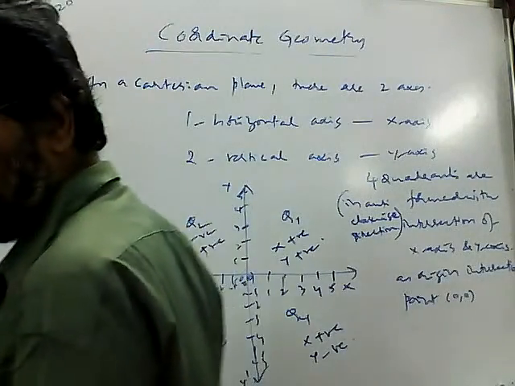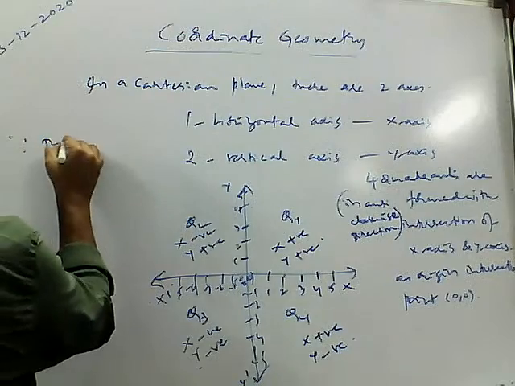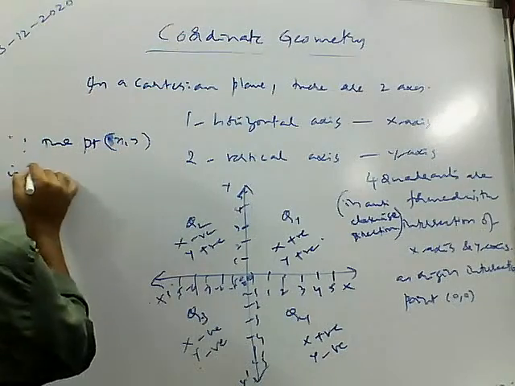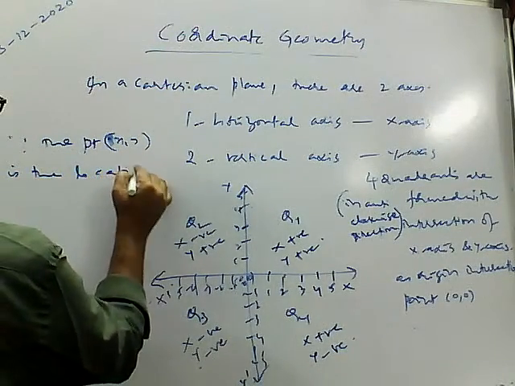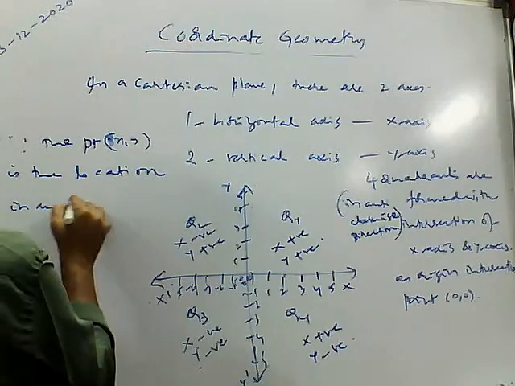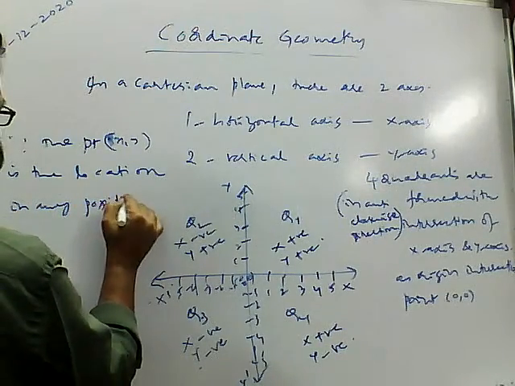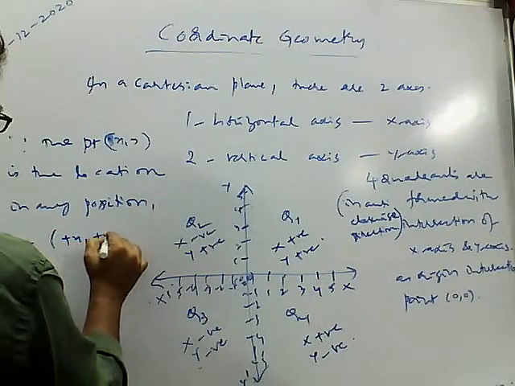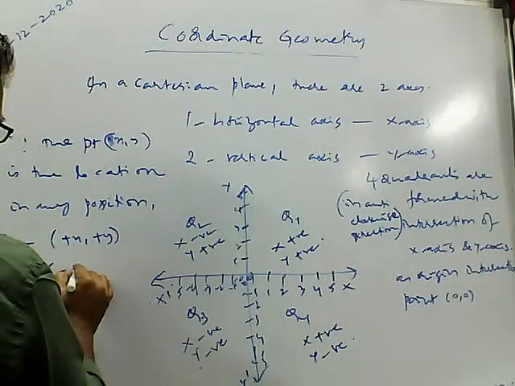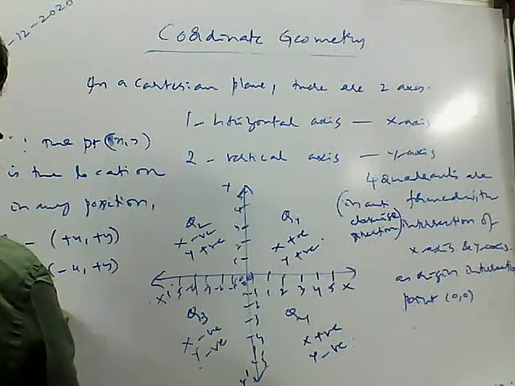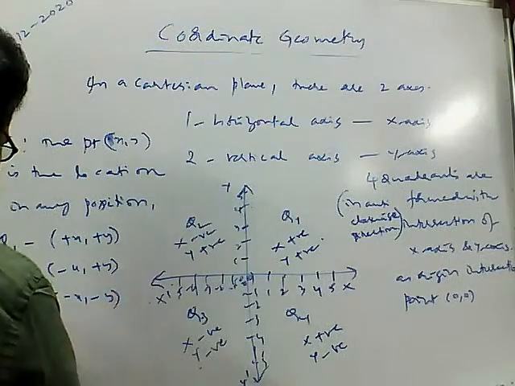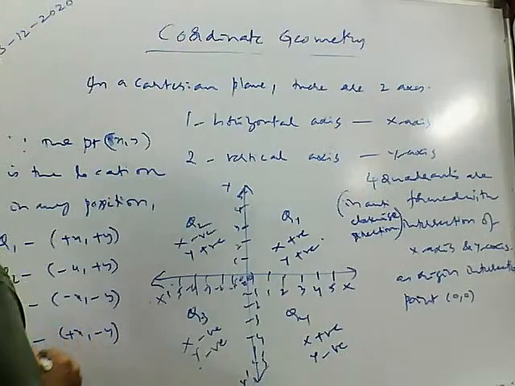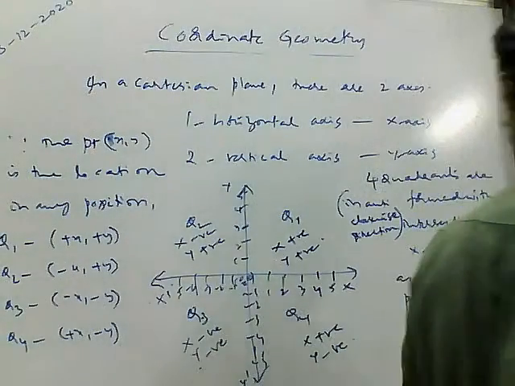So what is the standard point location? Since the point (x, y) is the location in any position: in Q1 plus x, plus y; in Q2 minus x, plus y; in Q3 minus x, minus y; and in Q4 it will be x comma minus y. This is the position of the points.